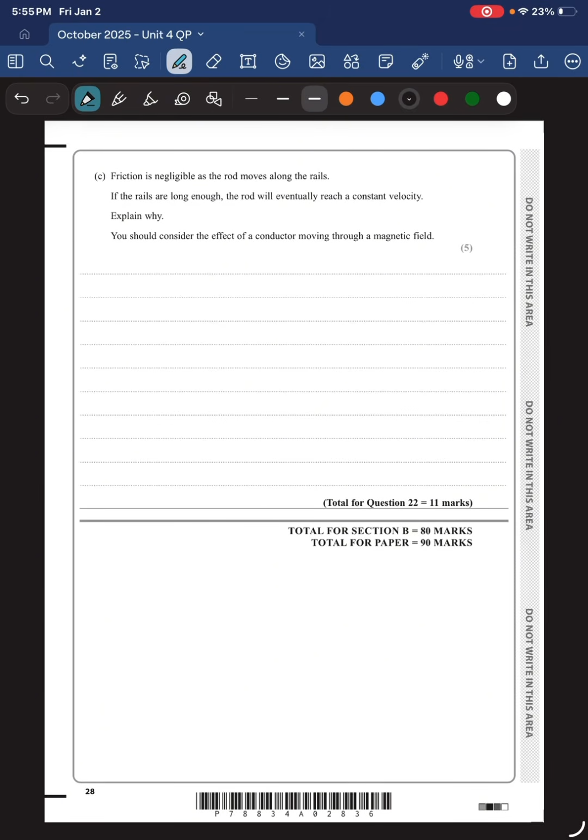And last but not least, friction is negligible as the rod moves along the rails. So the friction is negligible, okay, that's a key. If the rails are long enough, the rod will eventually reach a constant velocity. Explain why. For anything to reach terminal velocity, we need the force acting on a body to go to 0, so somehow this has to happen.